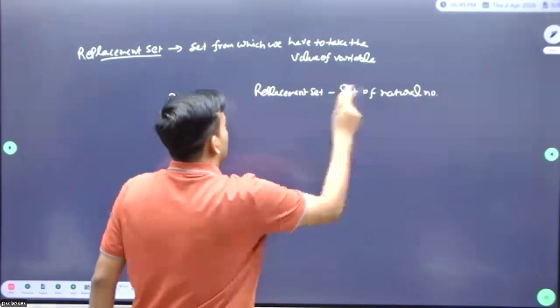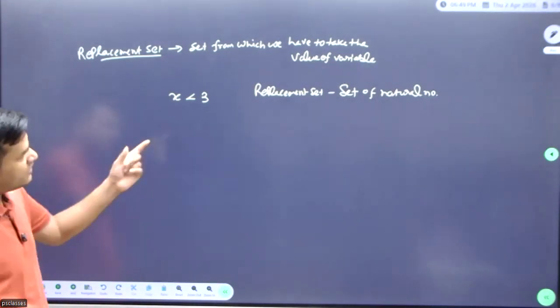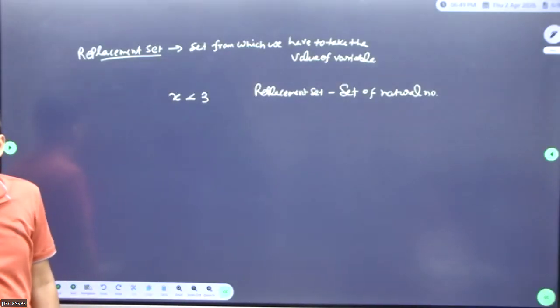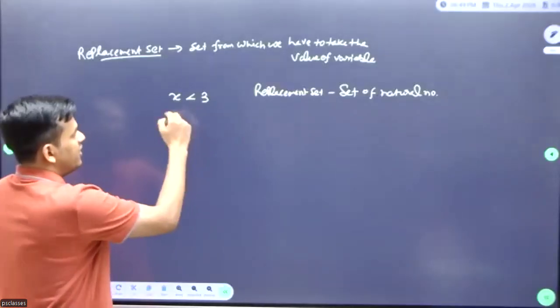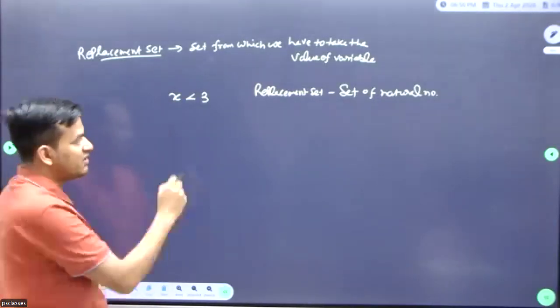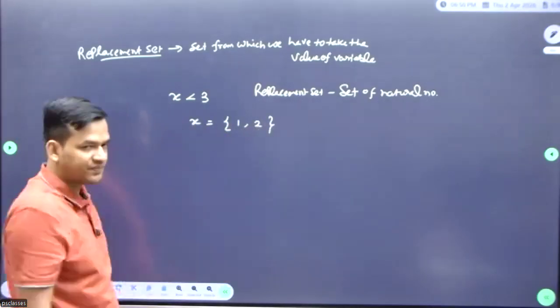Now what will be the solution of this inequality? Natural numbers are 1, 2, 3, 4, 5 like that. So out of those natural numbers, which ones are less than 3? Only 1 and 2. Both 1 and 2 are less than 3. So the solution set of this inequality is x = {1, 2}.